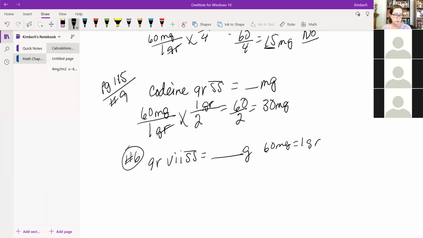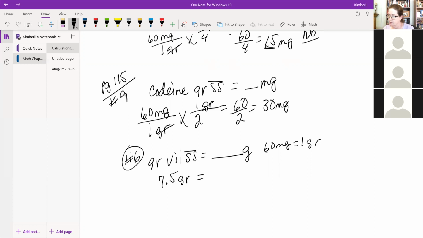If it doesn't tell us the name of the medicine, we should use the 60. For most purposes, we're going to use the 60, but you'll keep finding Tylenol, phenobarbital, aspirin, and iron on tests because they want you to know the exceptions. That's why I always make sure we go over those exceptions. But if it doesn't say, then use 60. Okay, so we have 7.5 grains.